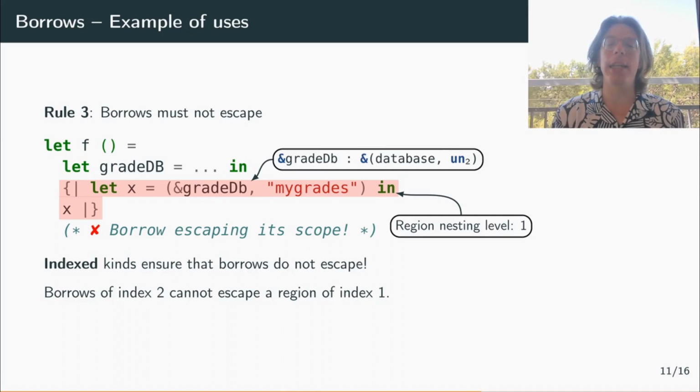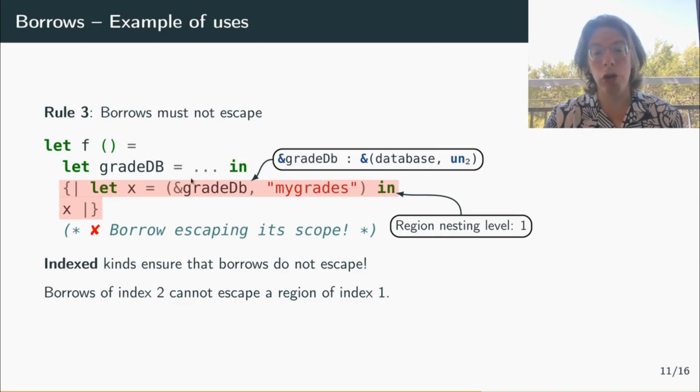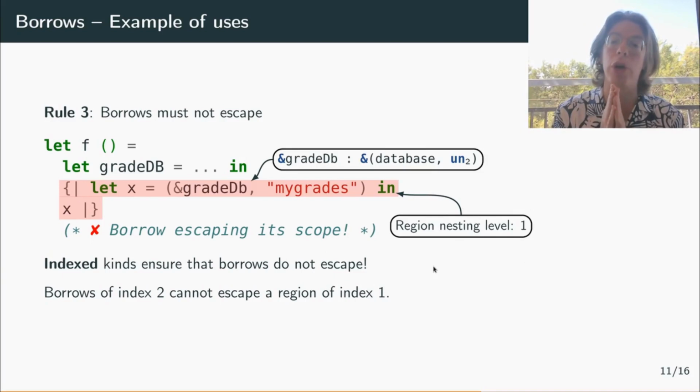So before I said the kinds were unrestricted, affine, and linear. Actually, there are a bit more. They are indexed by their nesting. And here, the borrow of the database is in the second nesting, so it's annotated by un2, whereas the region around it is at the nesting level 1. And so we will simply check 2 is bigger than 1, so the borrow cannot escape. And the type checker will again reject this.